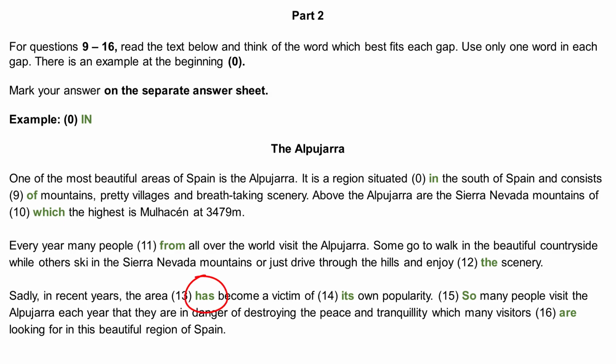Number 13, has become, present perfect. In recent years, the area has become, from the past until now. So an auxiliary verb. Number 14, its. Thing belonging to it. The area has become a victim of the area's own popularity, or its own popularity. That's a pronoun replacing the word. Number 15, so many people. Number 16, are, an auxiliary verb, the present continuous tense.